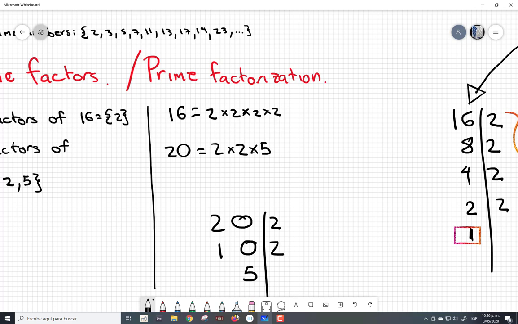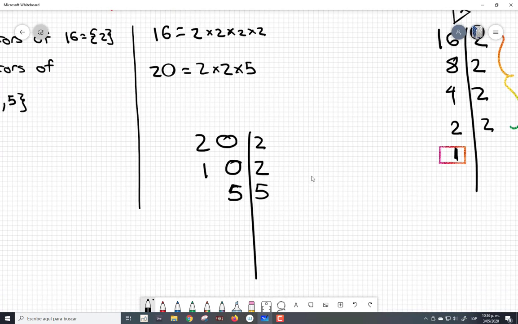Can you continue with the 2? In this case, no, because you cannot divide the 5 by 2. So we have to forget about the number 2 and move to the next prime number. Can you do it with the 3? Can you divide 5 by 3? The answer is no. So let's do it with the next number. Can you divide it with the 5? And the answer is yes. And 5 divided by 5 is 1.